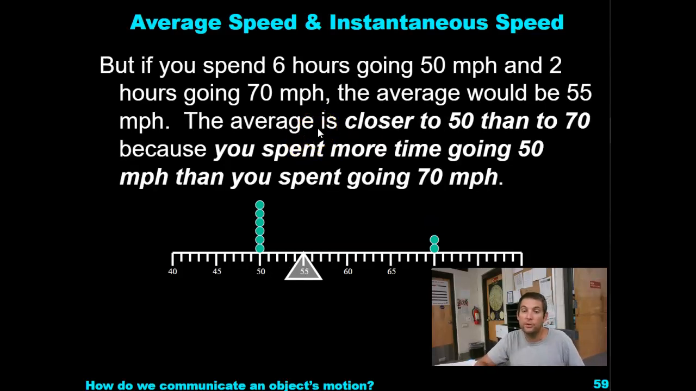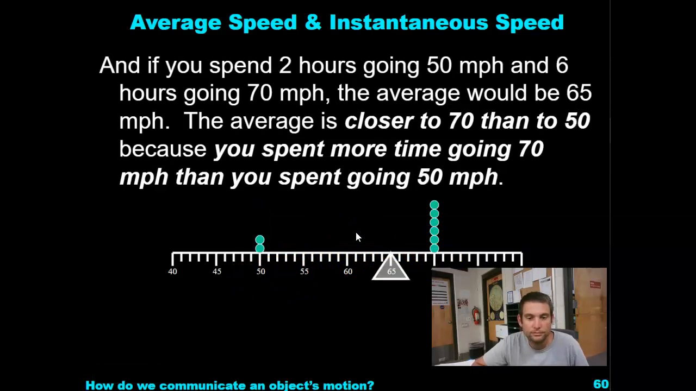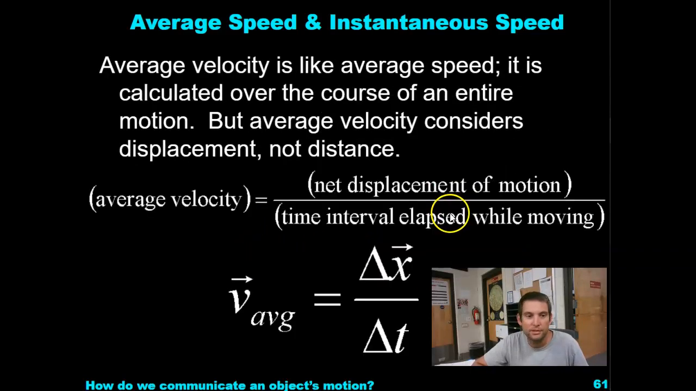But if you spend 6 hours going 50 miles an hour and 2 hours going 70 miles an hour, now, back to the grade balance, you've got most of your hours stacked up at 50 miles an hour, and then you have a couple hours over here. Your average is only slightly skewed. You spend 2 hours going 50, the opposite happens.